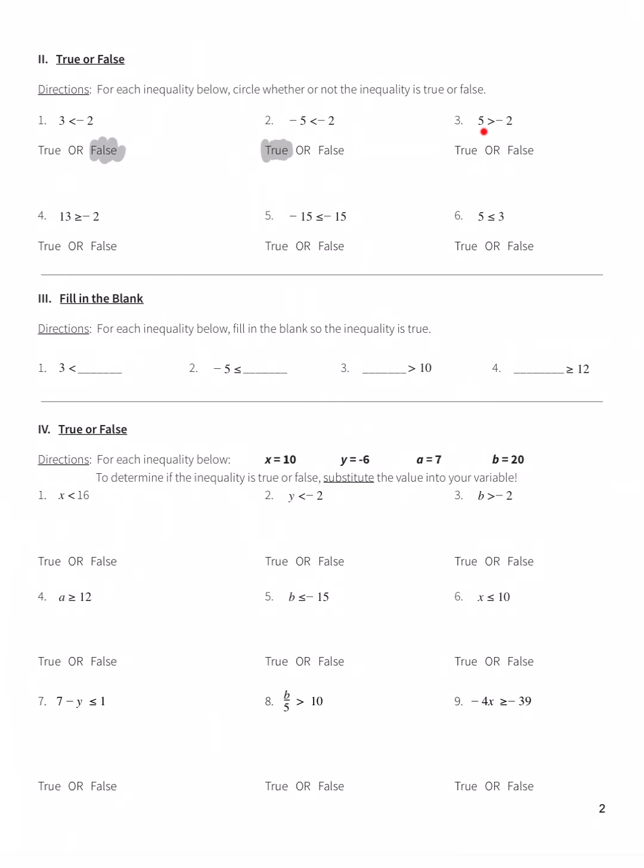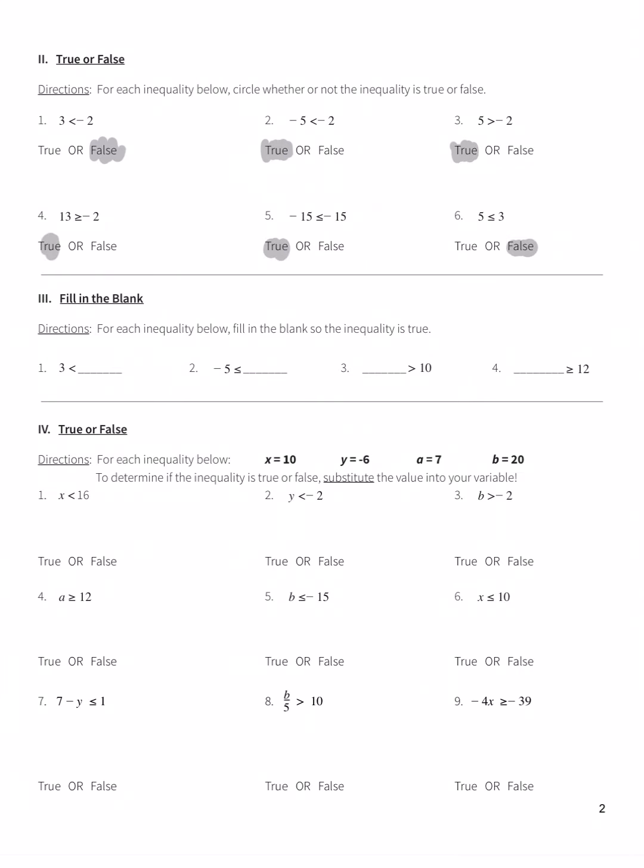We read this as 5 is greater than -2. Remember, we see the big part first, so that helps us know that we read that as greater than. So 5 is greater than -2. Is that true? Yes, it is. Okay. So pause the video and try the next few on your own.